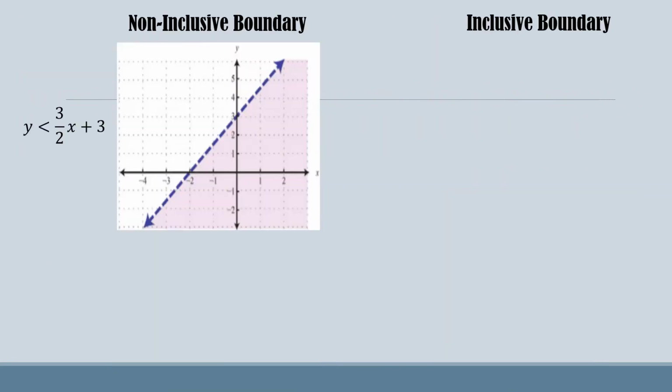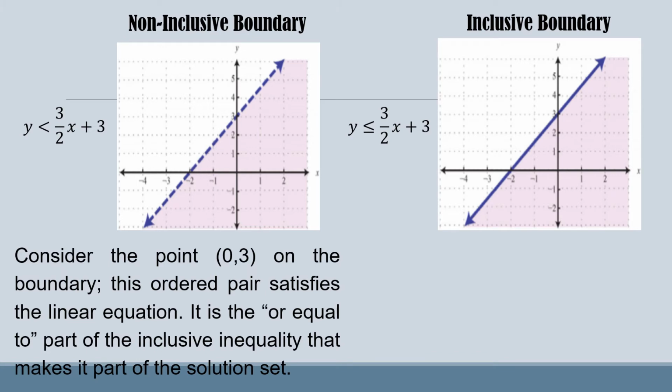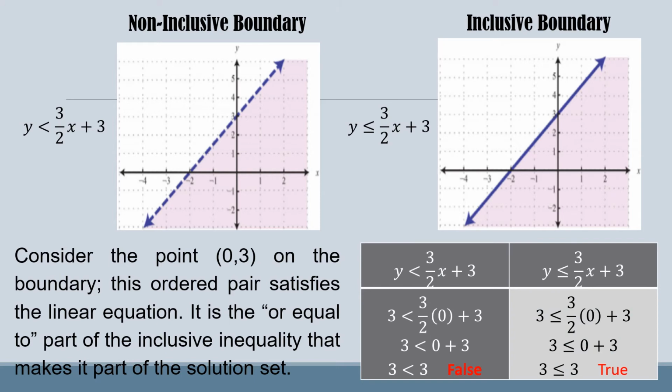Consider the point (0, 3) on the boundary. This ordered pair satisfies the linear equation. It is the "or equal to" part of the inclusive inequality that makes it part of the solution set. Showing y is less than 3/2 x plus 3, the answer would be false because 3 would not be less than 3. While on the other side, we have y is less than or equal to 3/2 x plus 3, the answer would be true because of the words "or equal to."